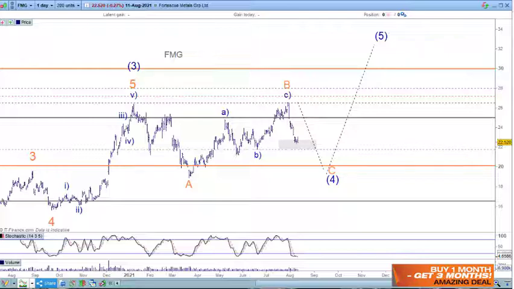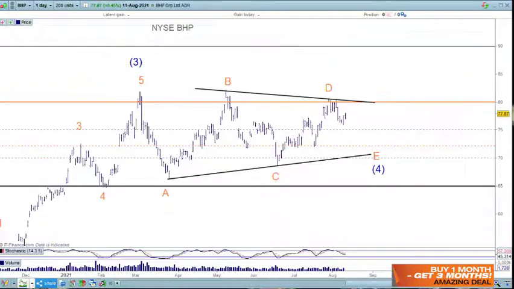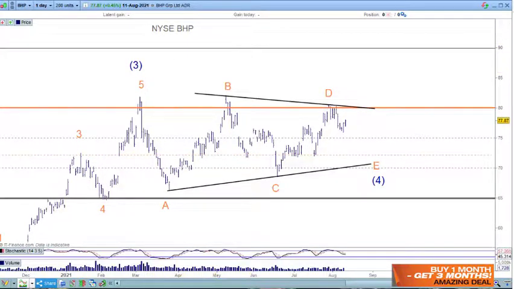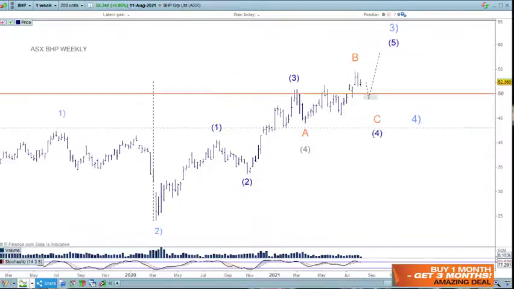And the BHPs of the world. So this is the ADR here, the depository note, New York desk here for this. So once, you know, I don't know if we've got a triangle here or not, but if we get support on the 80, we will be going long at that point, and that brings us back over to our local BHP here, which this is a weekly chart for this one here.